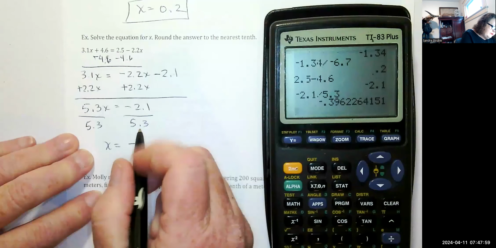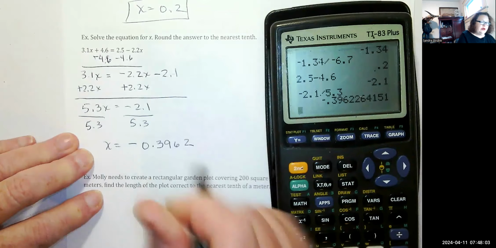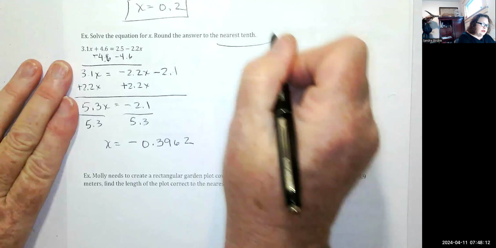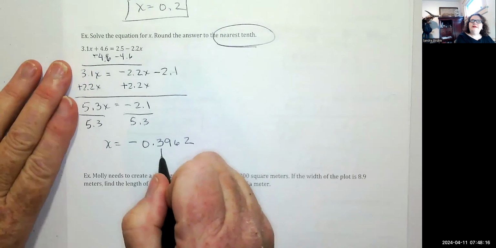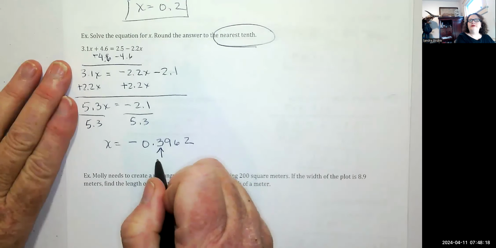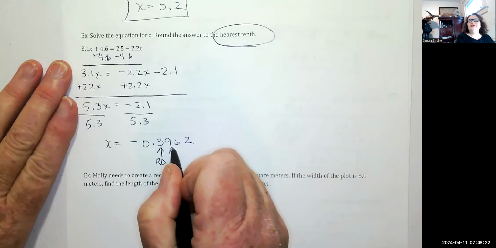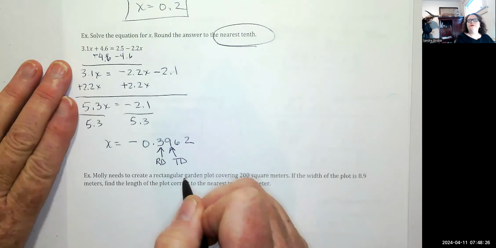So let's write 0.3962, just so that we can have a conversation about rounding, okay? Because up till this time, we have not rounded for this section. So if you're rounding to the nearest tenth, you need to know where your tenths place is. Tenths place is the one just to the right of the decimal. That's our tenths. And that's our rounding digit. Our test digit is always the number directly to the right of the rounding digit.